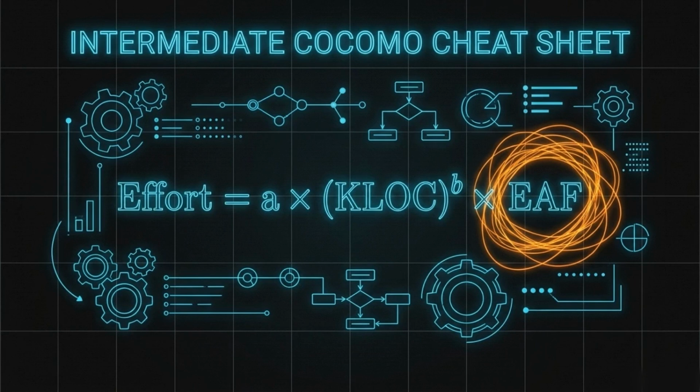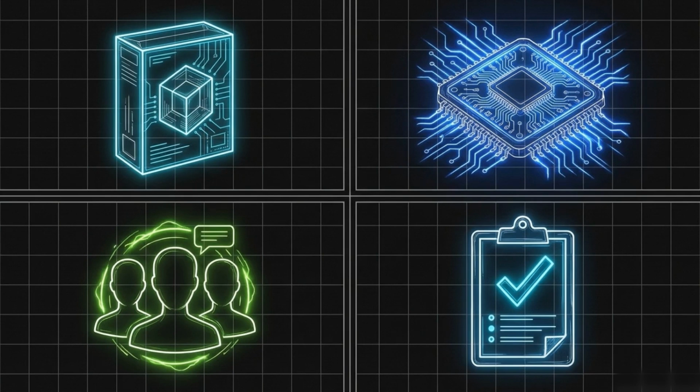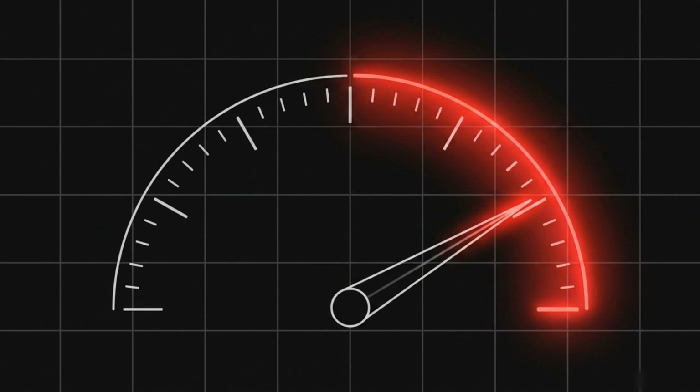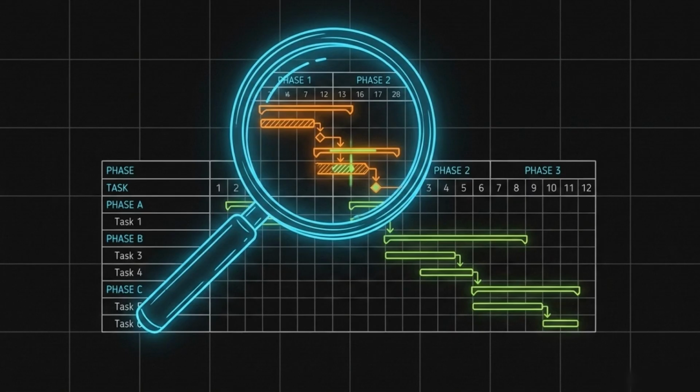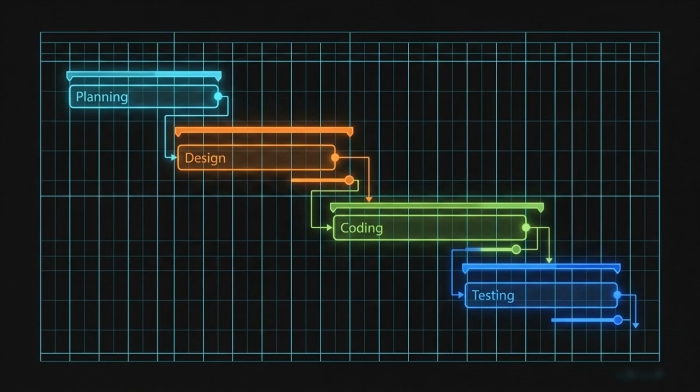Notice the intermediate formula includes the EAF at the very end. The effort adjustment factor is derived from 4 categories of cost drivers: product, hardware, personnel, and project. And remember the rule of the multiplier. An EAF over 1.0 means more effort is required, while less than 1.0 means a more efficient project. Take a screenshot of this layout for your notes. You now have a solid grasp of how to adjust for real-world project conditions. In the next lesson, we will introduce detailed COCOMO and look at how to distribute this total effort across the different phases of the software development lifecycle.